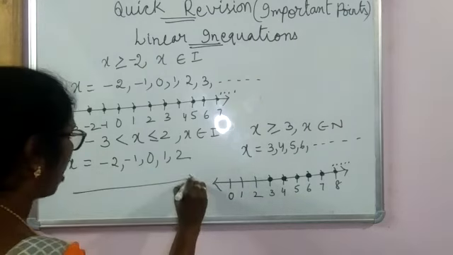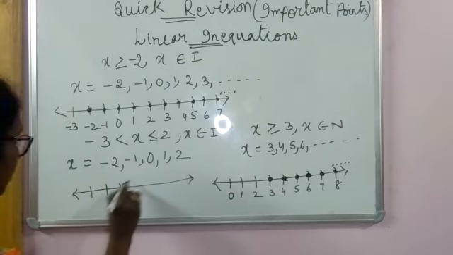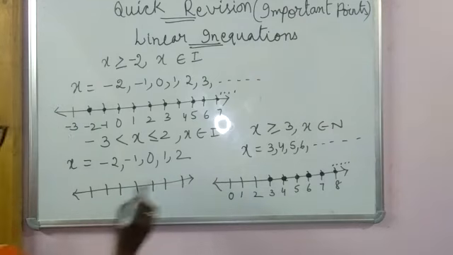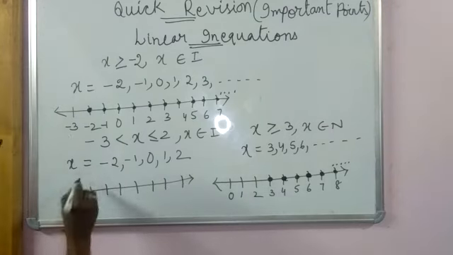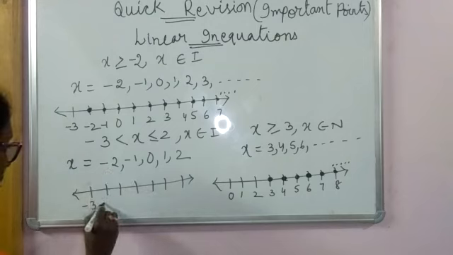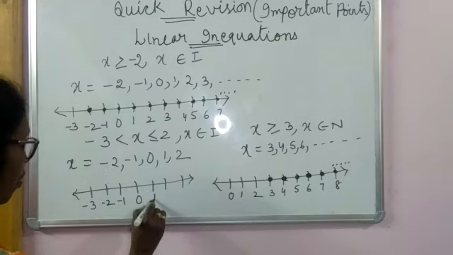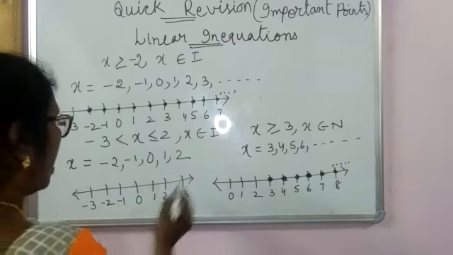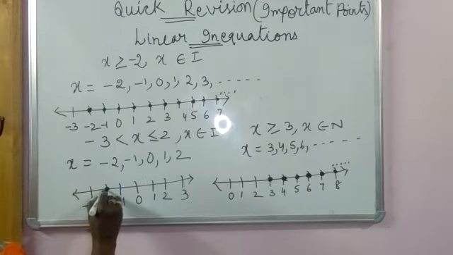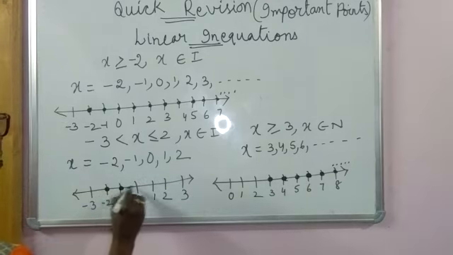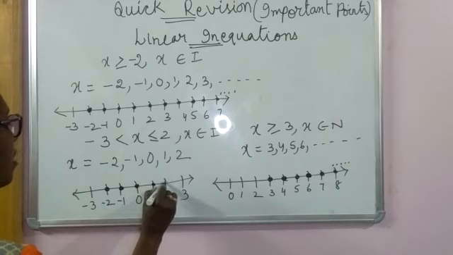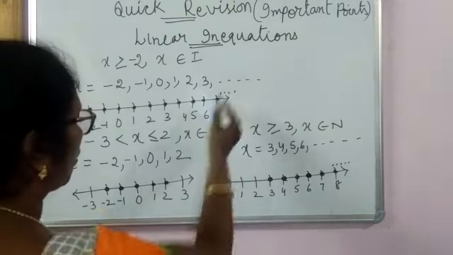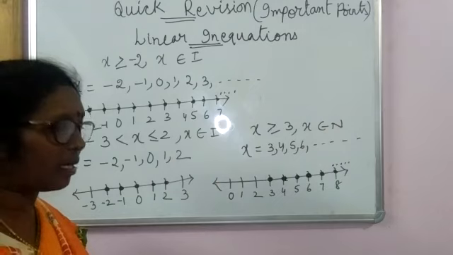So again, how to graph the solution set? Minus 2, at least 1 extra, minus 3. Minus 2, minus 1, 0, 1, 2, 3. Here only you have to show minus 2, minus 1, 0, 1, 2. Here no need to put dots because up to 2 only it is there.